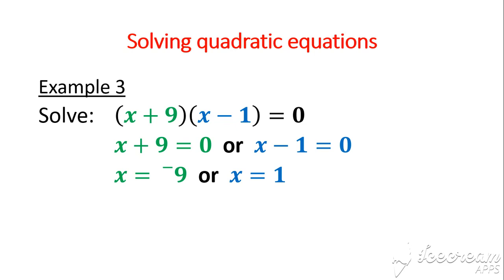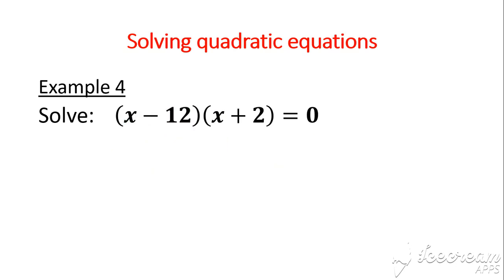Now, as you suddenly realize, if I have a plus 9 in the brackets, one of my solutions is minus 9. If I have a minus 1 in brackets, one of my solutions is positive 1. So you'll start to realize the solutions are the opposite signs to the numbers in the brackets.